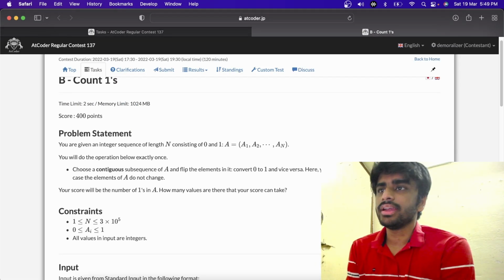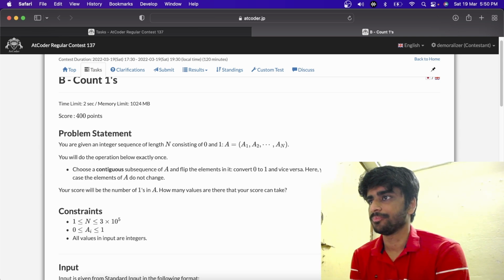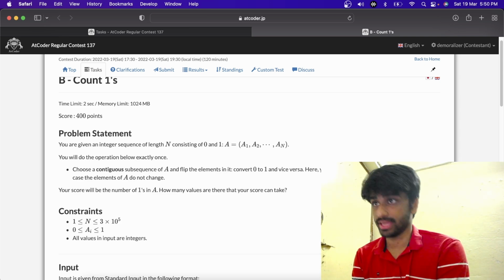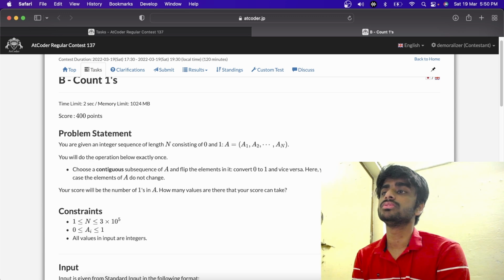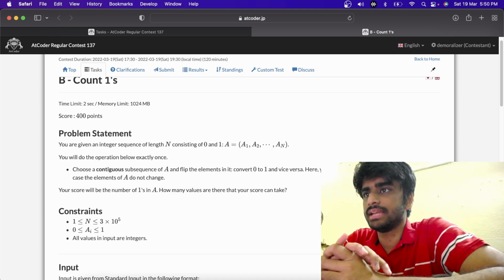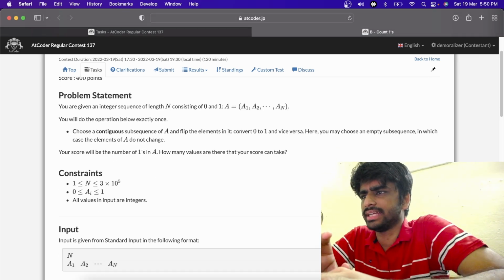Okay, you are given an integer sequence of length n consisting of 0 and 1. You will do the below operation exactly once: choose a contiguous subsequence of a and flip the elements in it. Okay, contiguous subsequence, right? So that means a subarray, and flip the elements in it. So what are all the different values that your score can take, right?